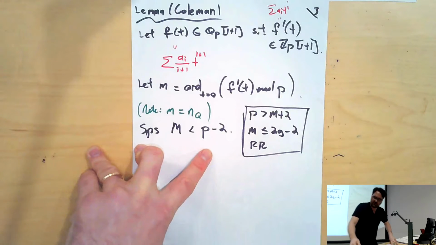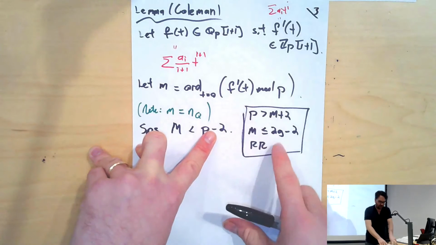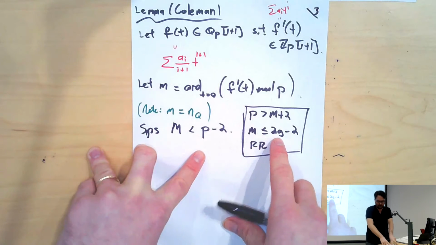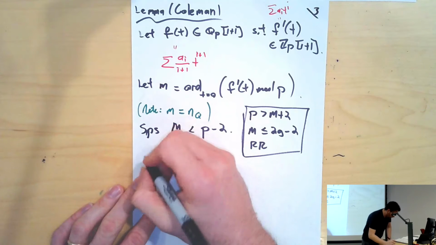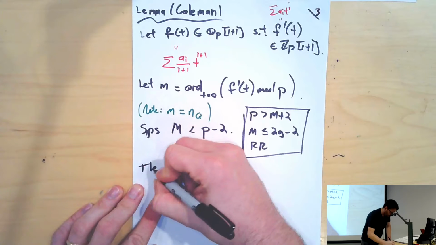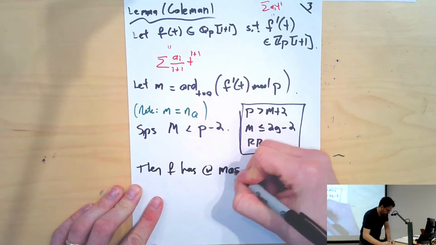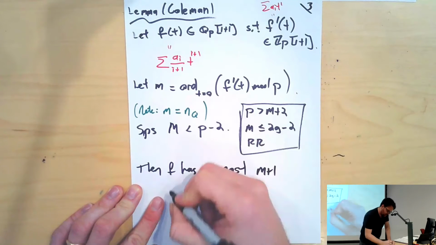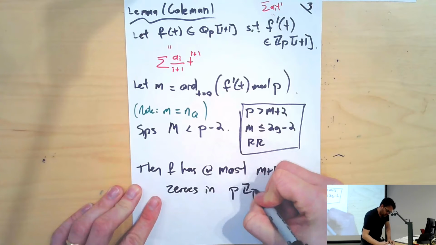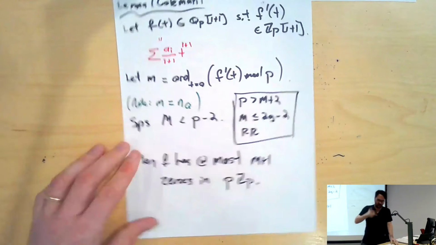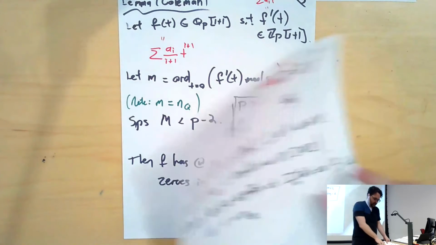So in particular, this is where, okay, we'll see where this comes out in the proof. This is where the hypothesis that p is at least 2g comes from. Here it looks like you can get by with maybe 2g minus 1. Then the conclusion is that f has at most m plus 1 zeros in pZp. So I've just restated, without the Chabauty setup, the lemma about power series that we need here.